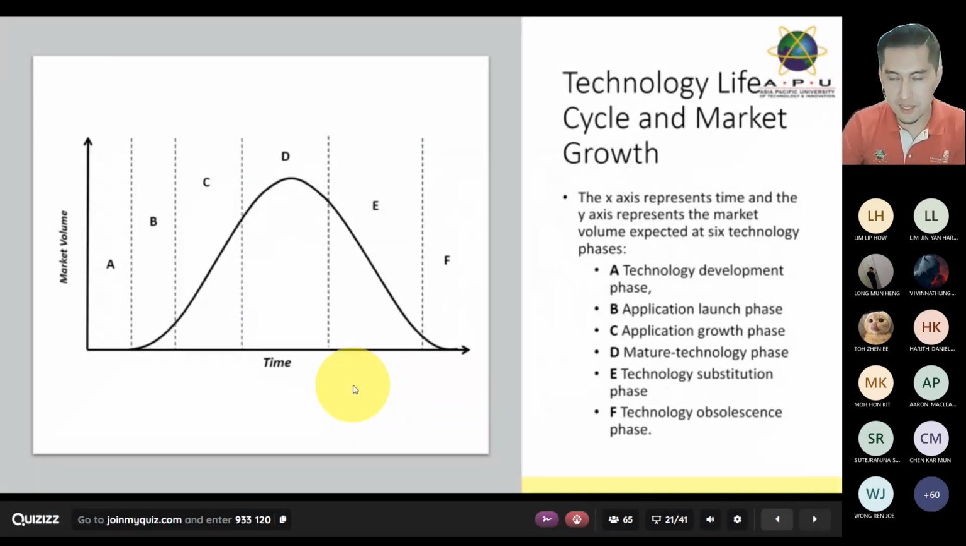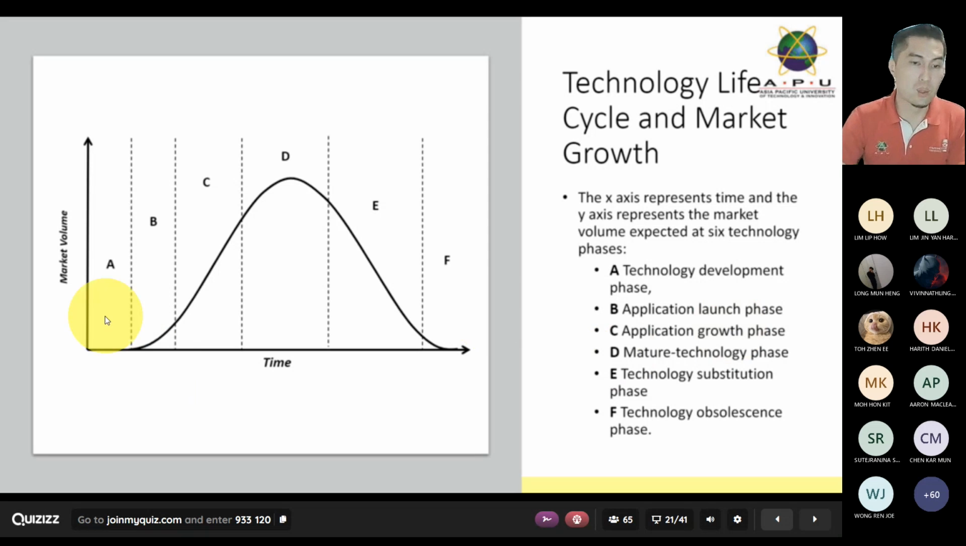So this one has 6 phases. So you need to be clear with all the 6 phases that is being shown here. The earlier phases, to be honest, A, B, C, D is still similar to what we saw earlier with the S curve. Yeah, it's still similar. Technology development phase, R&D is all here. Yeah, the early embryonic stage, which is what is called here, application launch phase. So it's just being launched. People start knowing about it. Not everyone is convinced about it yet, but there are slowly people who are adopting it.